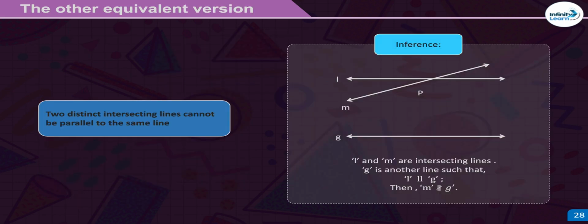Now another thing, other equivalent version: the two distinct lines cannot be parallel to the same line. For example, line L and line M are intersecting lines and G is another line. See, this is line L, ऐसी जा रही है, line M ऐसी जा रही है, they are intersecting at point P, and there is another line G. Line L is parallel to G, therefore line M and G are not parallel.